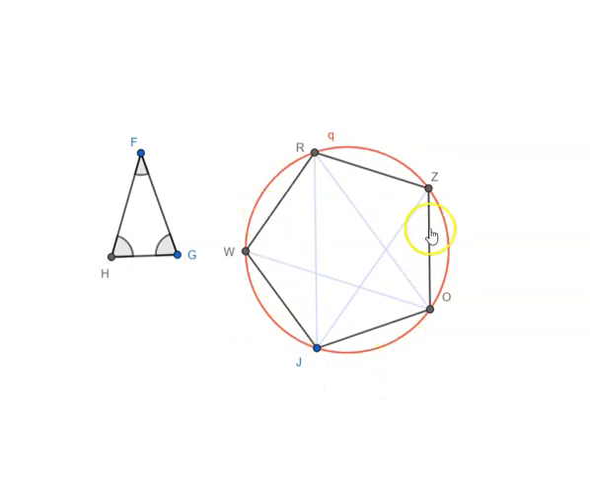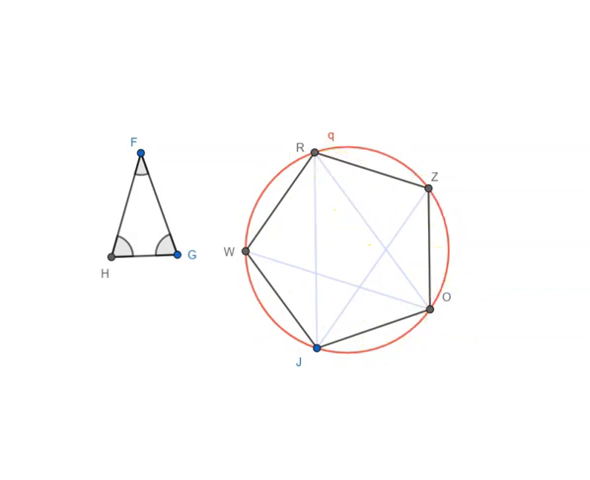Now we have to prove that this pentagon is equiangular and equilateral. Equiangular means all the interior angles are equal to each other. Equilateral means all the sides are equal. So let's see how we can prove that.